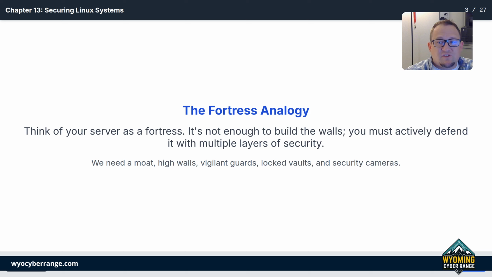Now, throughout this chapter, we're going to use this analogy. A firewall is your moat, hardened servers are your walls, and then we'll have access control policies as our vigilant guards. Okay. Now, encryption might even go a layer deeper, where we're going to talk about the vault, where we'll keep our treasures, and other system logs like our security cameras to make sure that we understand everything that is happening within our Linux operating system.